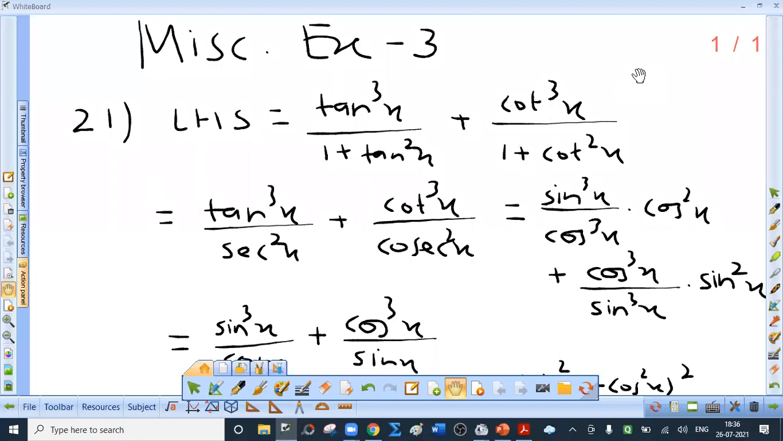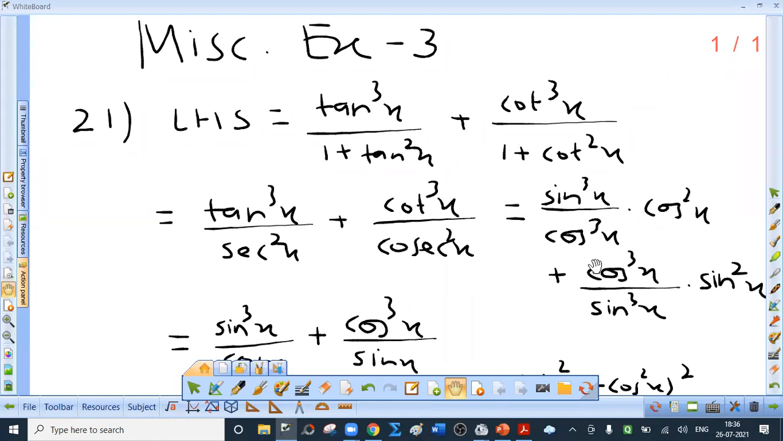Miscellaneous exercise 3, 21st sum. Prove that tan cube x upon 1 plus tan square x plus cot cube x upon 1 plus cot square x equals sec x cosec x minus 2 sin x cos x. We begin with LHS. Now 1 plus tan square is sec square. So tan cube upon sec square plus cot cube upon cosec square.